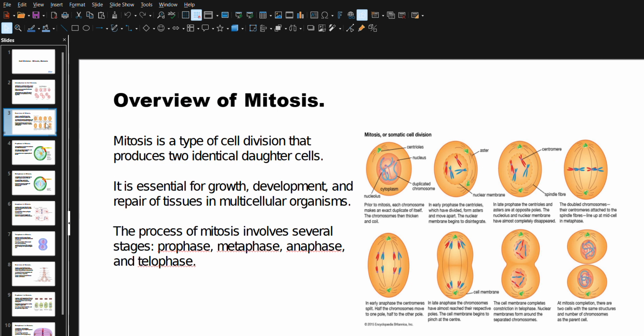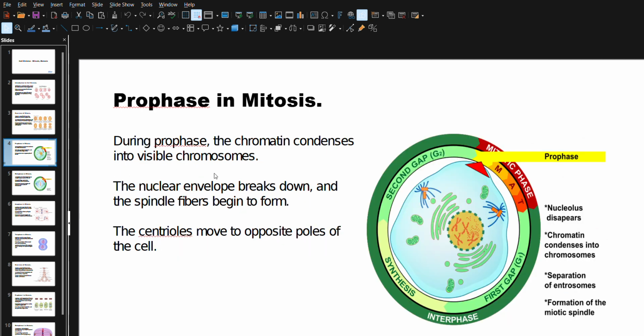The first stage we are going to discuss now is prophase. During prophase the chromatin condenses into visible chromosomes. The nuclear envelope breaks down and the spindle fibers begin to form. The centrioles move to the opposite poles of the cell.